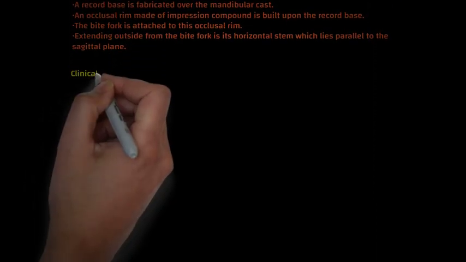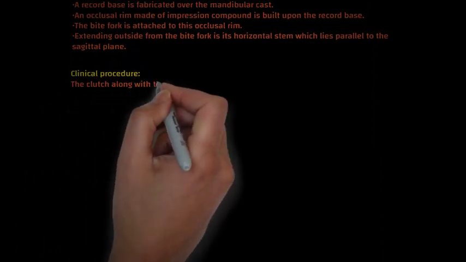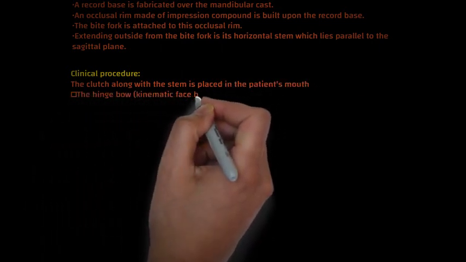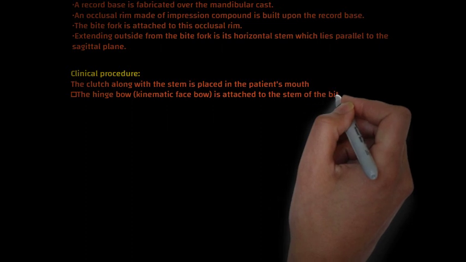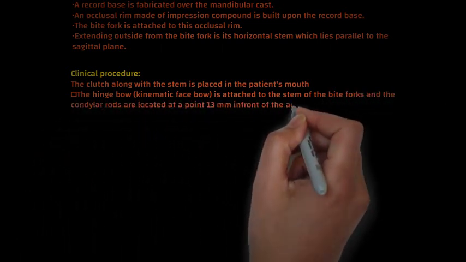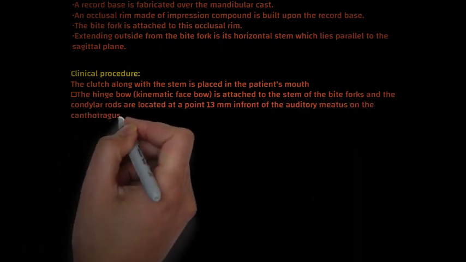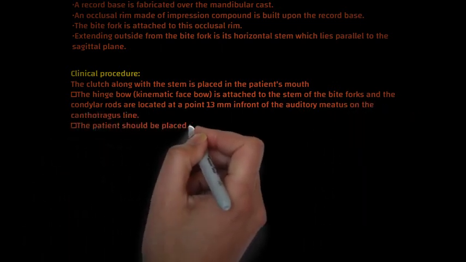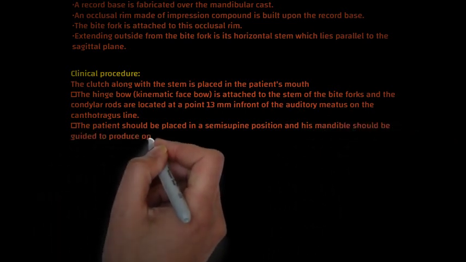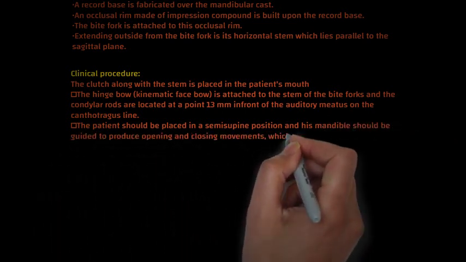Clinical procedure. The clutch along with the stem is placed in the patient's mouth. The hinge bow, kinematic face bow, is attached to the stem of the bite fork and the condylar rods are located at a point 13 mm in front of the auditory meatus on the canthotragus line. The patient should be placed in a semisupine position and his mandible should be guided to produce opening and closing movements, which are purely rotational.